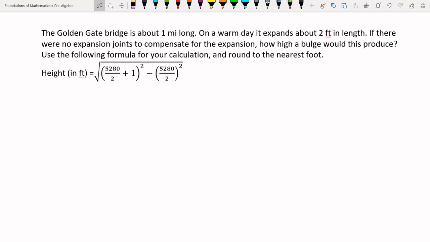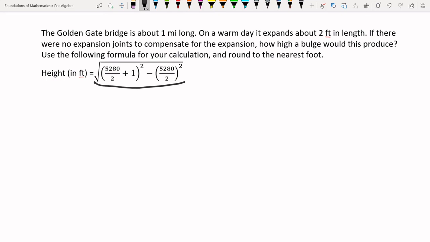Okay, the Golden Gate Bridge is about 1 mile long. On a warm day, it expands about 2 feet in length. If there were no expansion joints, then the bridge would end up bulging up or downward, whichever way it goes. And it's asking how high would that be? That's equivalent to just solving this thing here in the radical. This again comes from the Pythagorean Theorem.